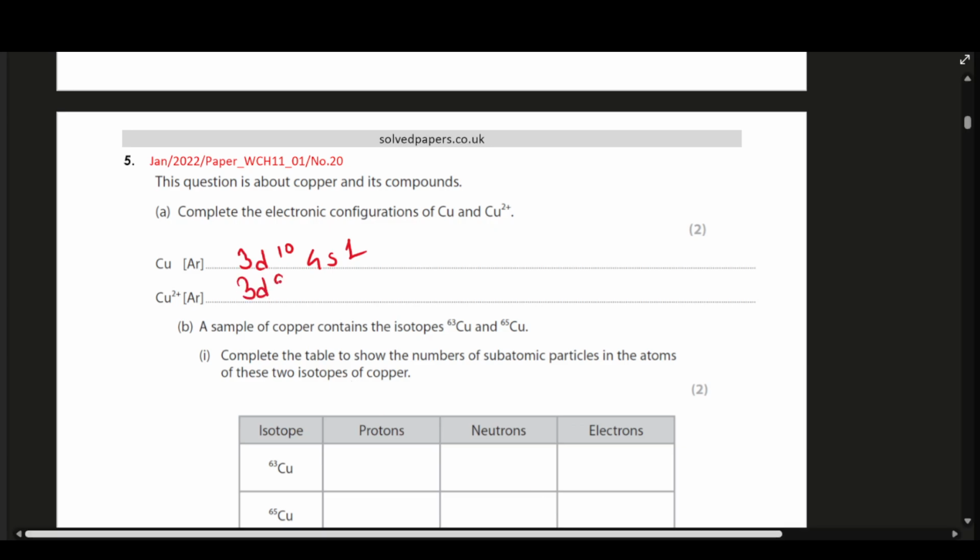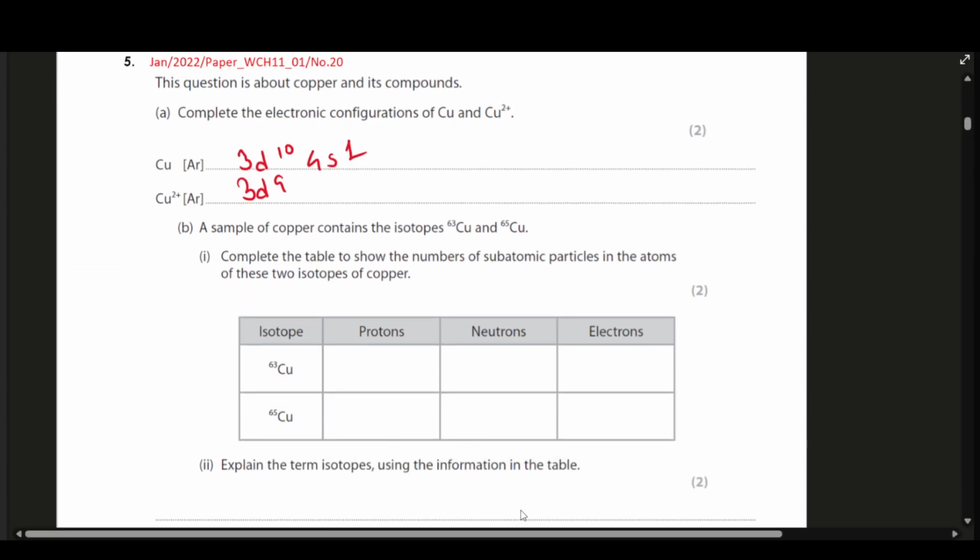And this is 3d9, considering 2 electrons go away. So yeah. This is so easy basically. It's like an IGCSE question. So it's 29, 29. And then if you just find the neutrons, I believe it is 29, 29, 34 and 36 if you just do it.